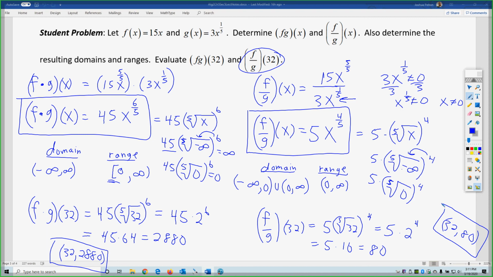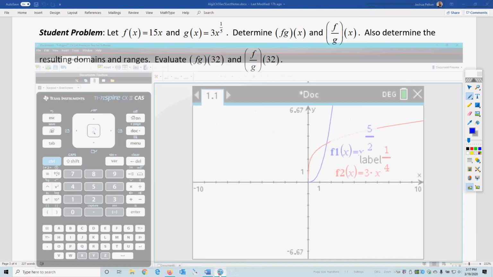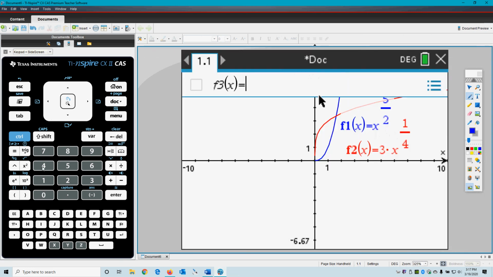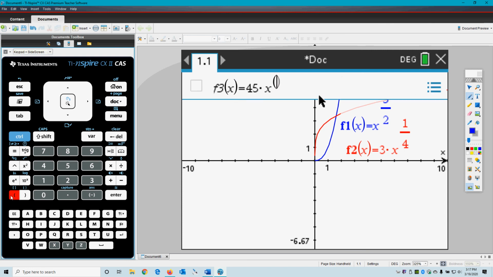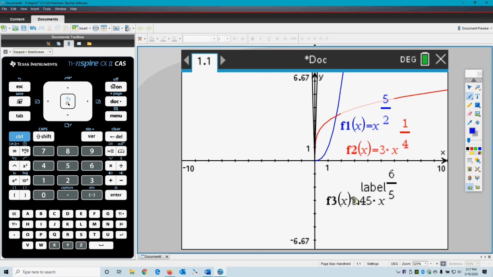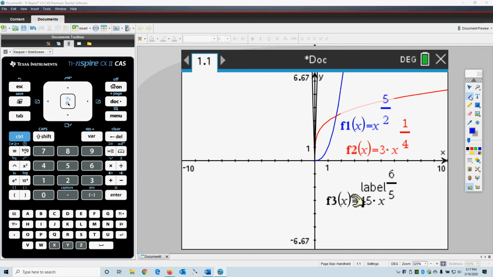We'll do the 45 x to the 6/5 power. Okay, so menu, graph, function, 45 times x to the 6/5 power. So it should be very similar for both graphs. And as you can see, okay, it's this one here. It's close to the y-axis. It will not go into the negatives in either one, left or right, or up or down. It's just going 0 to infinity, including 0. Okay?